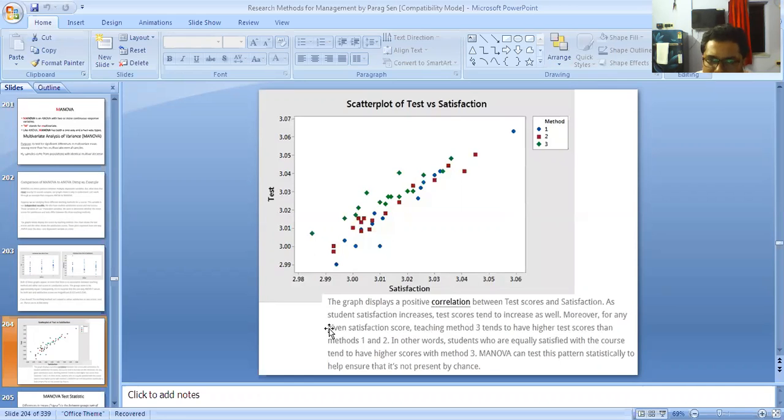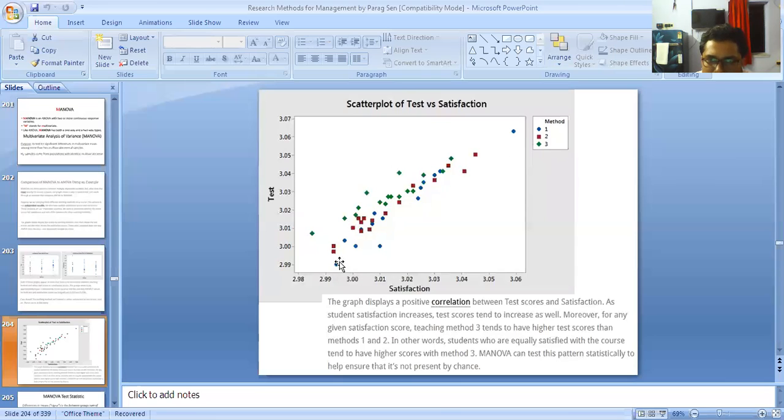Moreover, for any given satisfaction score, teaching method 3 tends to have higher test scores than method 1 and 2. You can see from that graph that the green dots are above the blue dots or the brown dots. And the green dots are representing the teaching method 3. So in other words, students who are equally satisfied with the course tend to have higher scores with method 3.